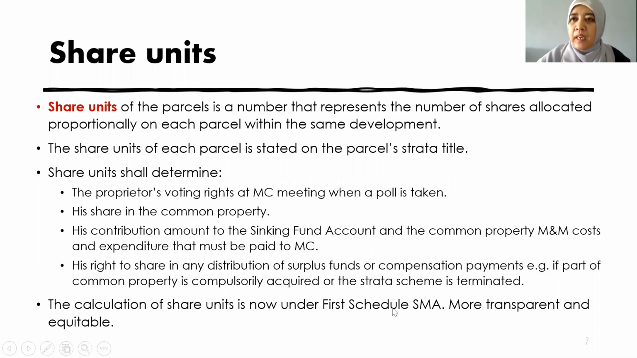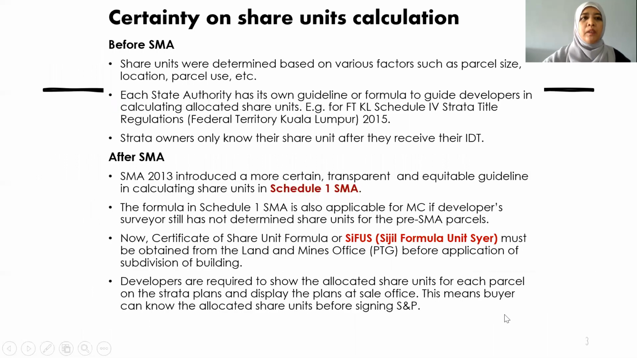So before SMA, there were various methods of calculating share units. Sometimes it could be unfair, sometimes non-transparent. So that's why the SMA introduced the formula for share units under the First Schedule. So it's more transparent and more equitable now. Before SMA, share units were determined based on various factors such as parcel size, location, parcel use, so many bases. And each state had its own guidelines.